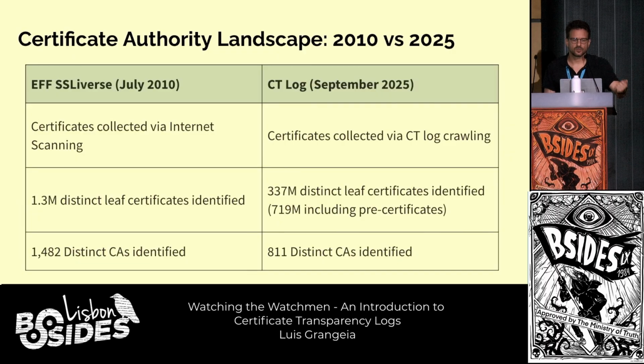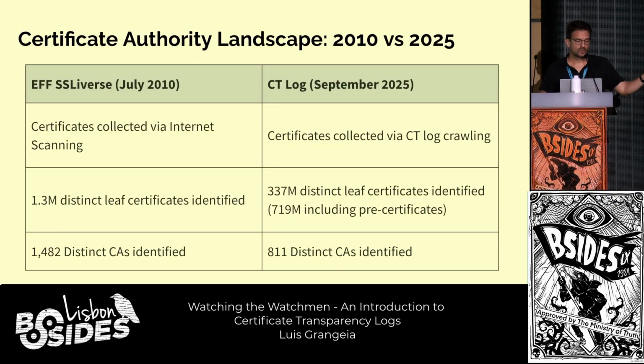I basically collected certificates from CT log crawling. They found 1.3 million distinct certificates. We found 720 million certificates, so a little bit more. Some of them are pre-certificates, so there's maybe some duplication here, but at least 337 million certificates. Right, much more data, right? And we didn't have to scan the internet, which was great.